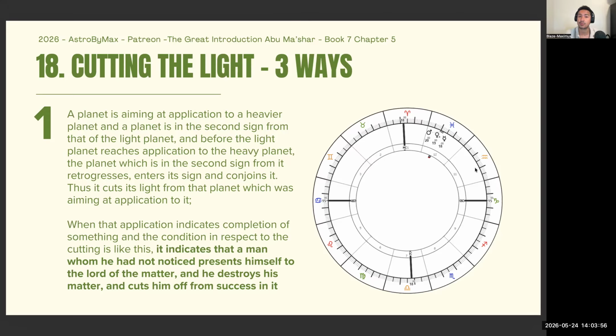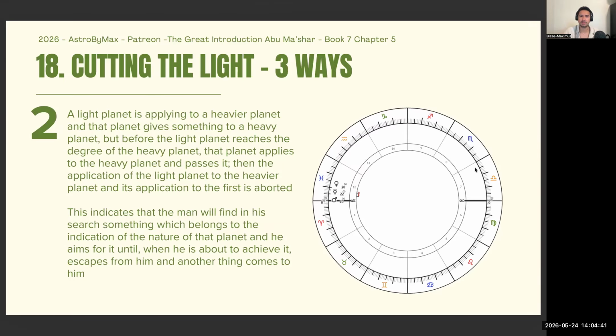And when an application indicates completion of something and the condition in respect to the cutting is like this, it indicates a man whom he had not noticed presents himself to the lord of the matter, and he destroys the matter and cuts him off from success in it. It's a very simple analogy here. You can literally see it's someone interfering in you obtaining the thing that you're seeking out. It doesn't have to be someone, but it can always be something as well.